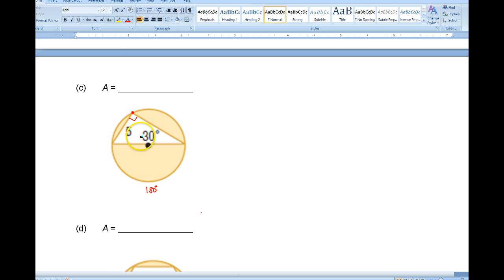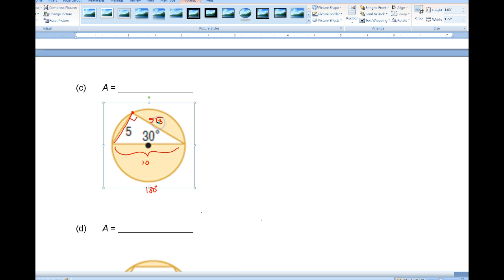Okay, this is a 30, 60, 90 triangle. So if this is 5, the hypotenuse would be double, 10. Good. 5 root 3. Okay, so my formula for the area this time, what's the outside shape? Okay, so I'm going to take the area of the circle minus the area of the triangle.